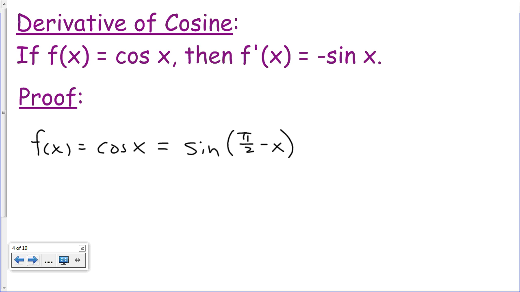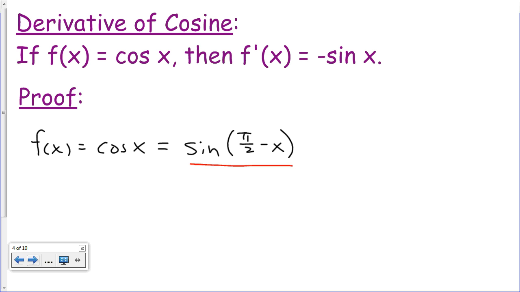Now this comes from what are called complementary angles for the two non-right angles of a right triangle. Turns out that this property is true. So I'm able to rewrite cosine in terms of sine. And if you look at what I have here now, I've actually got a composite function. The whole thing is a composite function. And I know how to find the derivative of composite functions. That's chain rule.